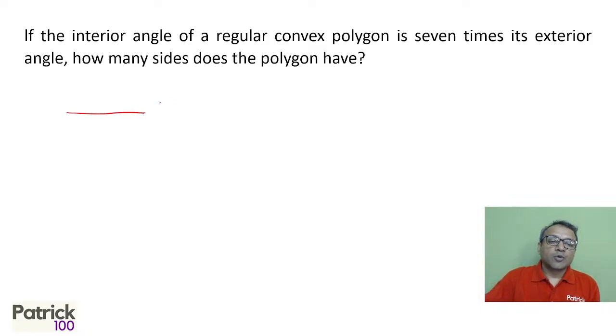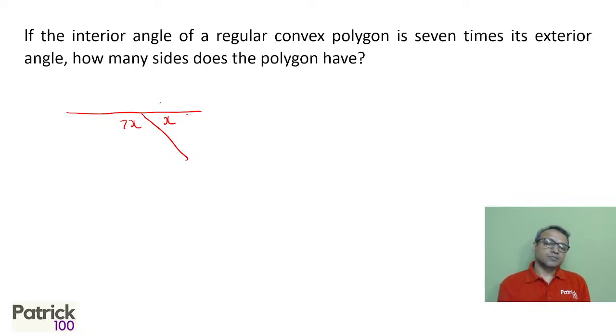If I draw it, it is a convex polygon. The interior angle 7x is 7 times the exterior angle. You can use a formula which says that the number of sides is equal to 360 upon the exterior angle.